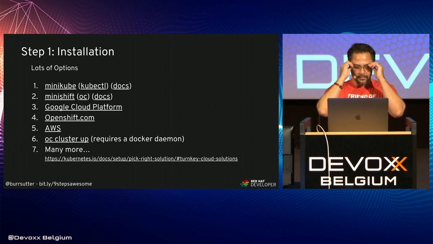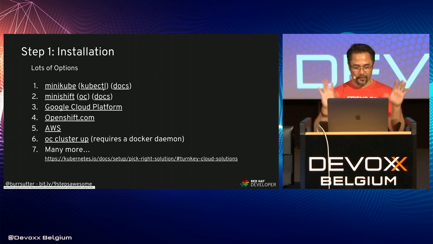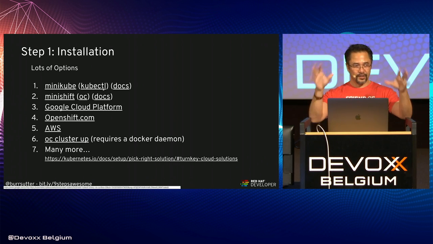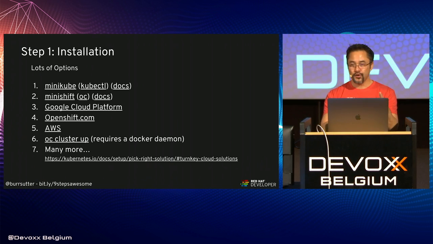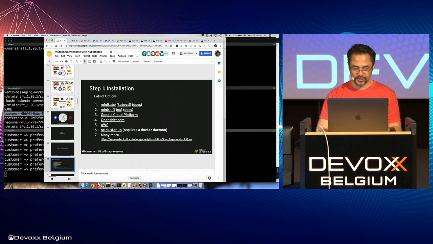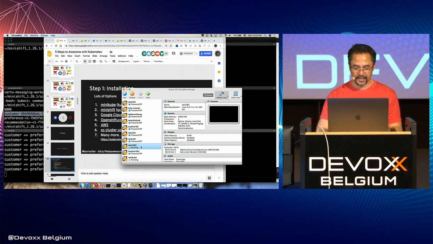So installation can be the hardest part of learning Kubernetes. You've got to get your hands on a Kubernetes cluster and make it work, okay? And Minikube is really awesome. I use it a lot, and Minishift I use every day, right? Minikube is nothing more than a little tiny Kubernetes cluster running in a virtual machine. I'm running it here on VirtualBox.